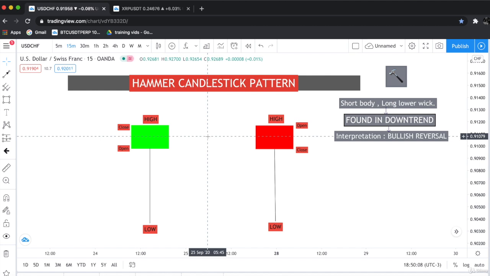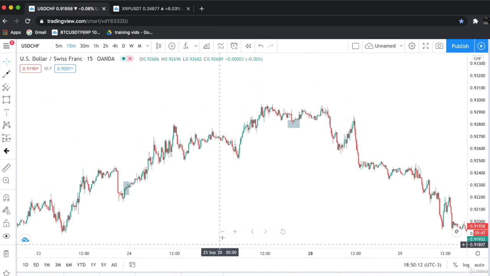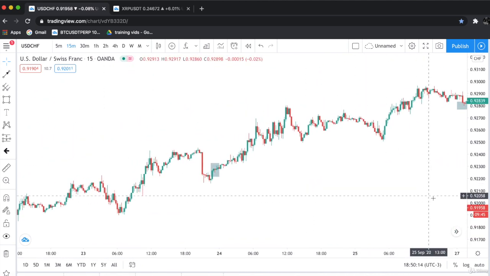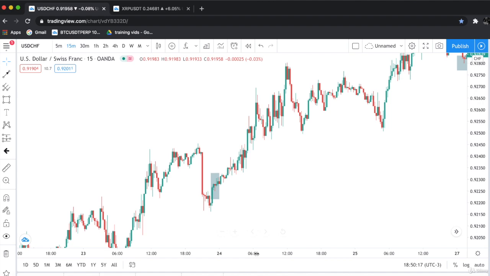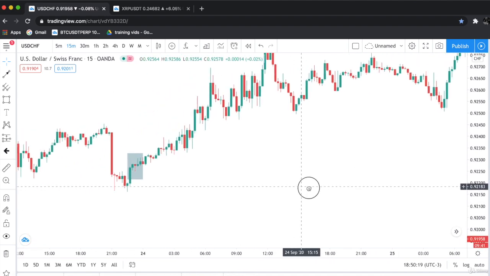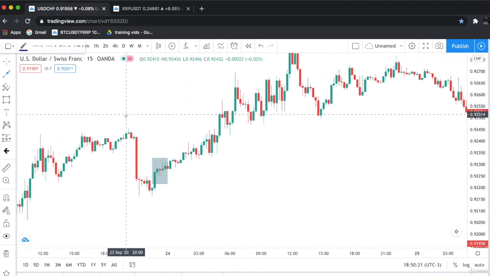Let's go to the chart and find the hammer candlestick pattern. I have already marked a few examples for you. Let's begin. As you can see, the price was in a downtrend.